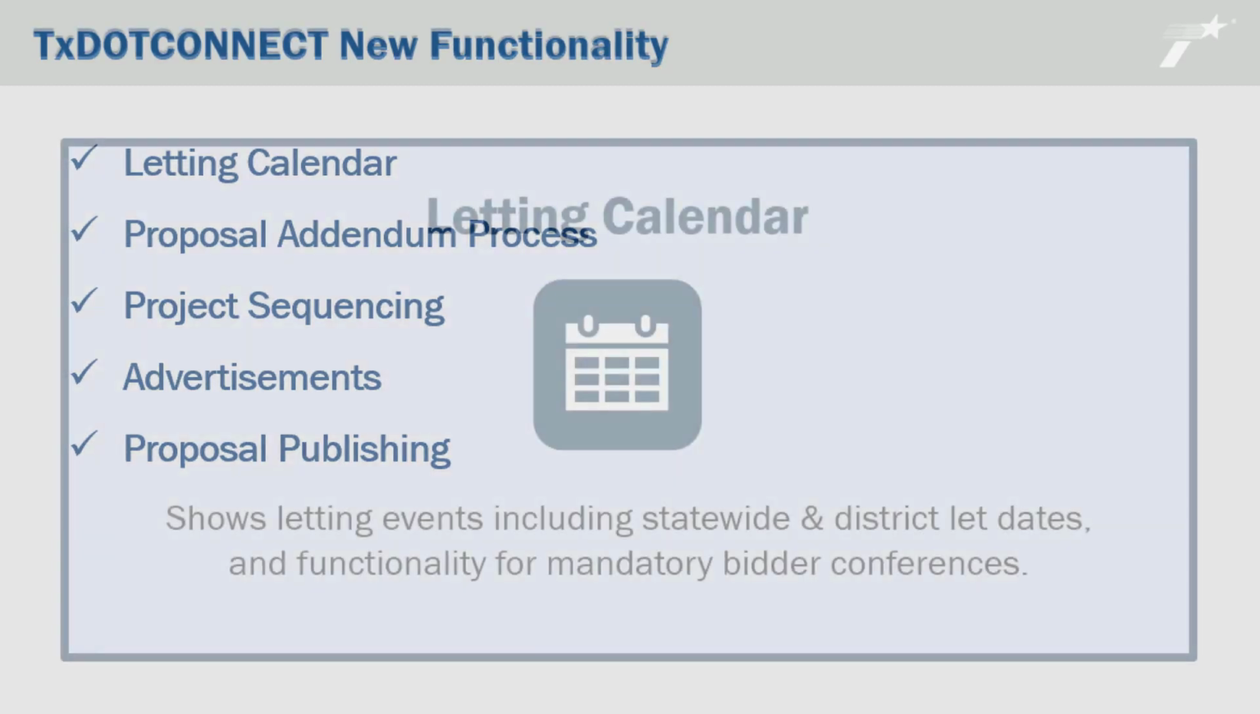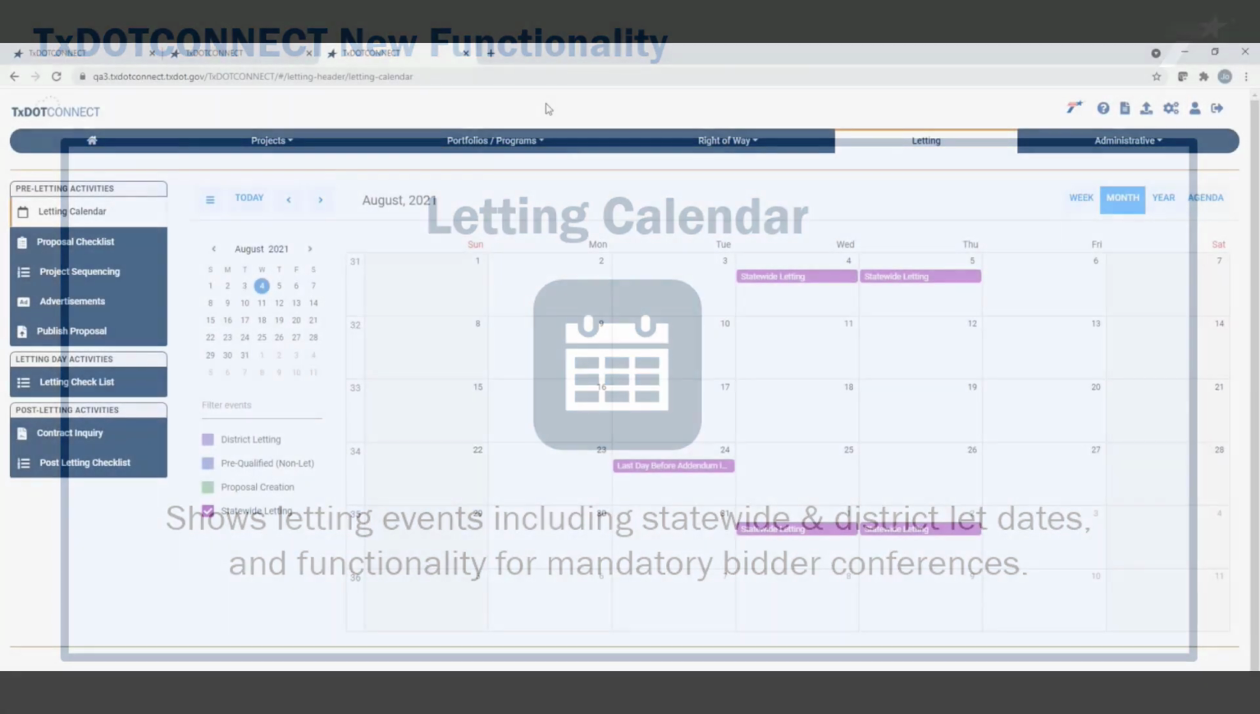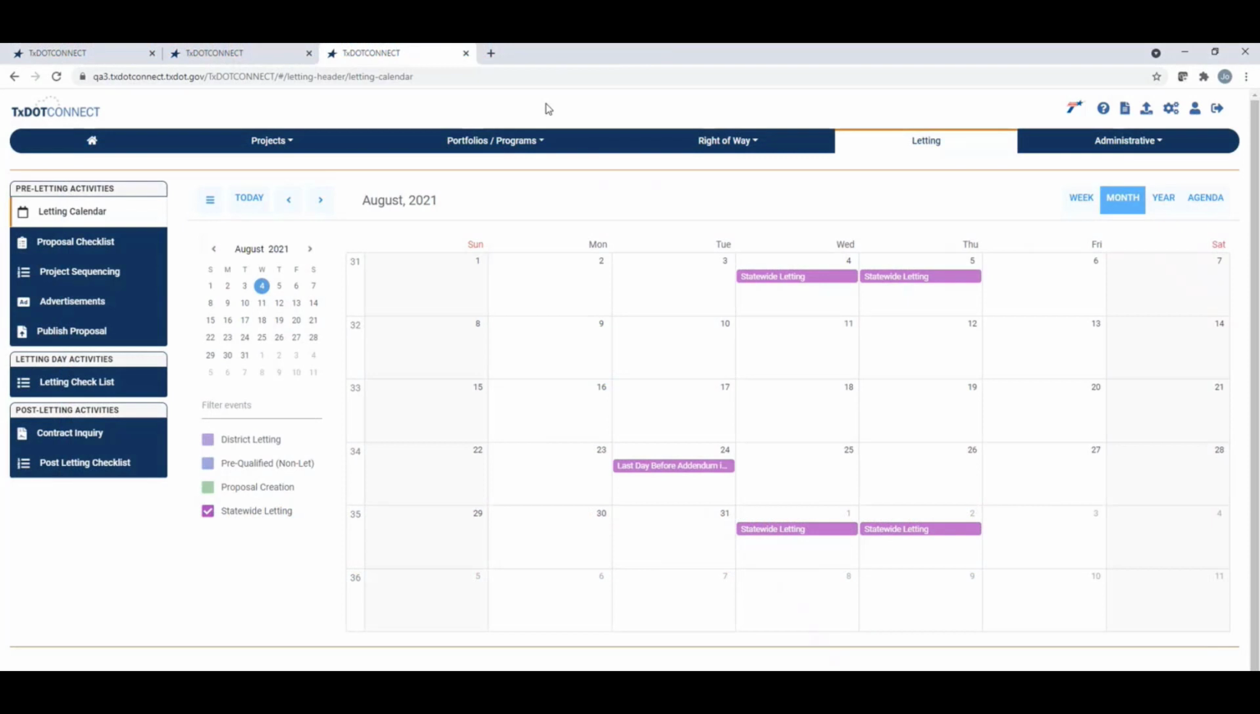But let's first start with something you mentioned, the letting calendar. Tell me more about that. What is it for? I think the letting calendar is a great way for everyone to view what the letting activities are across the TxDOT agency. So the benefit of the letting calendar is that districts can easily and quickly identify when statewide letting events are occurring. Additionally, they can see when their own letting events are occurring, and they can see when other districts are having letting events. This will allow them to visually see when they should be scheduling their letting events.